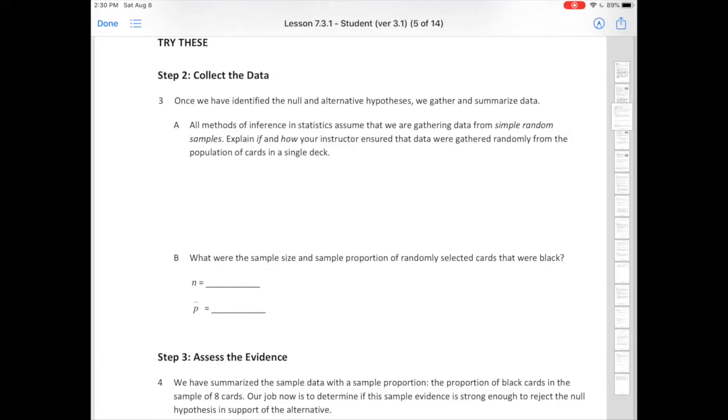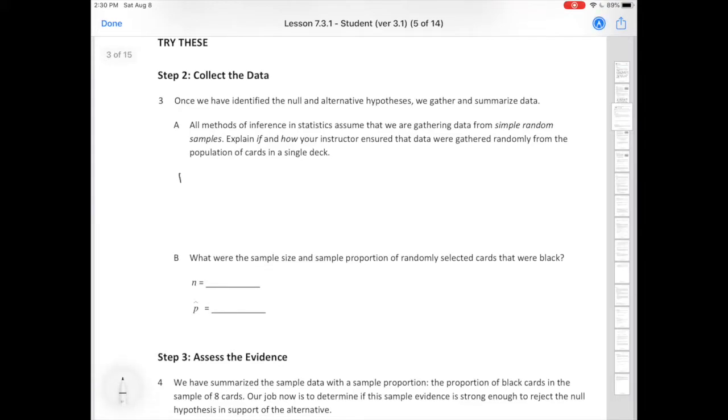So step 2, collect the data. Once we have identified the null and alternative hypothesis, we gather and summarize data, okay? All methods of inference in statistics assume that we are gathering data from simple random samples. So explain if and how your instructor ensured that data were gathered randomly from the population of cards. I apologize if I didn't say this before, but we needed to state in the beginning of the problem that the cards were randomly selected from the deck.